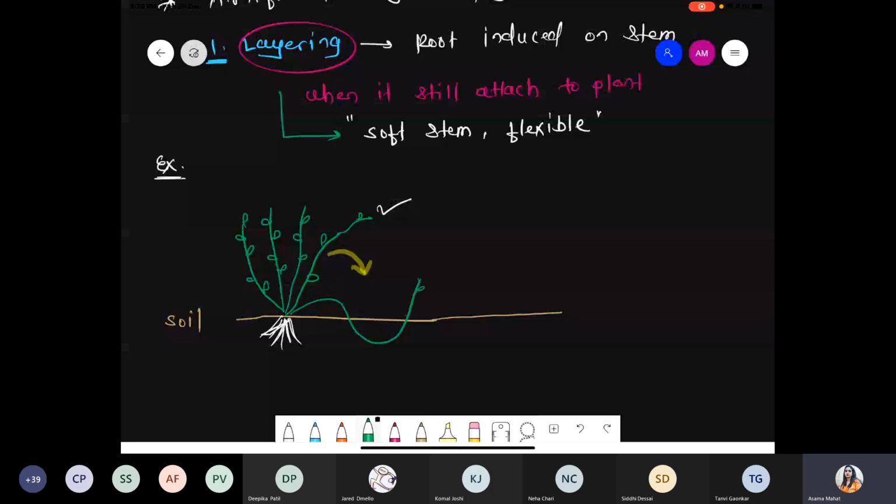These are the areas where we have to create a cut, and due to that cutting process, new roots can be initiated like this. New roots, but these are not true roots. Basically, they are adventitious roots. So I'm telling you some flowchart.